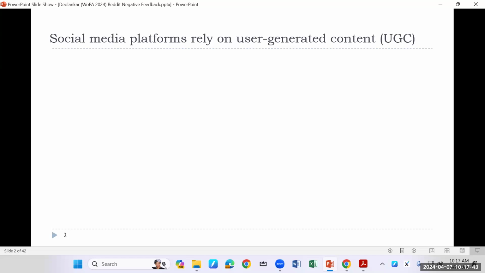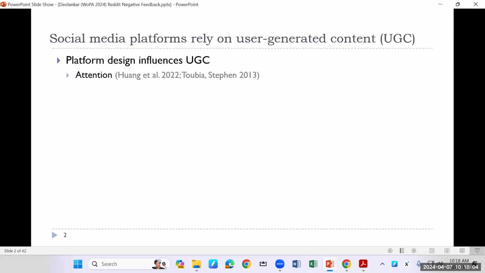So, over the last decade or so, once these platforms started becoming more and more popular, a lot of researchers and practitioners developed an interest in understanding what drives users to create content on social media. A large body of research has documented that platform design influences UGC creation. Folks have found that attention is a big driver of subsequent UGC creation activity. Platform-provided monetary incentives are also a big driver.